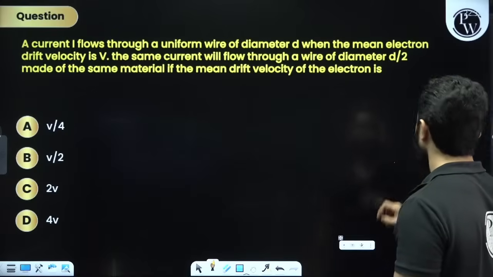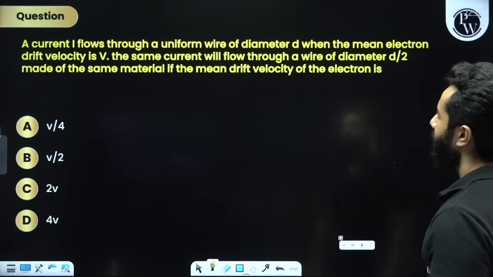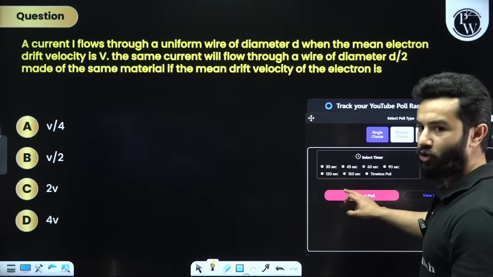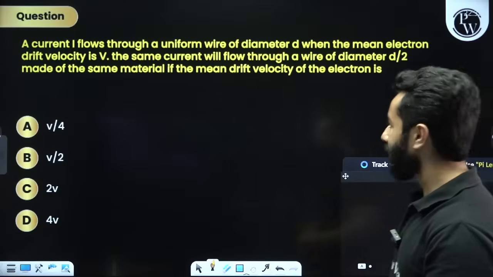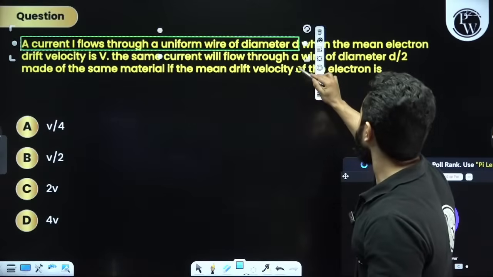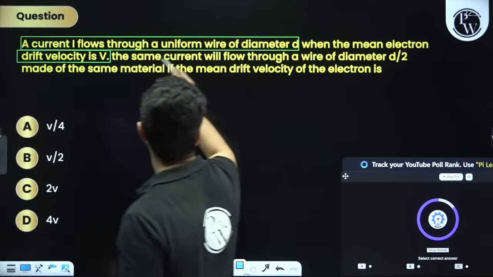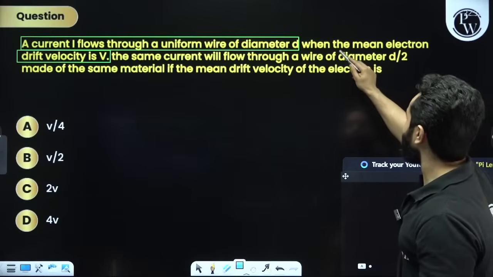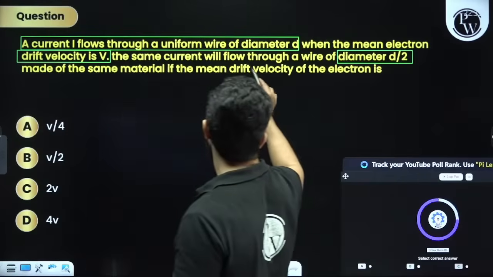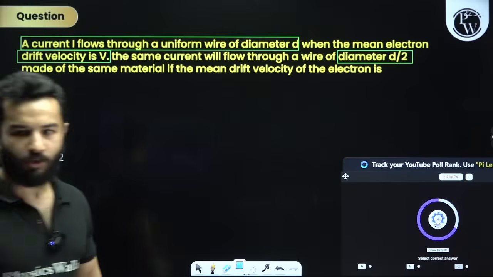Okay, let me give you one more problem. Now they are saying if the same current flows, let's solve this. Quickly, solve this question. Don't make any mistake. Now they are saying a current I flows through a uniform wire of diameter D when the mean electron drift velocity is V. The same current will flow through a wire of diameter D by 2 made up of the same material if the mean drift velocity of the electron is. You have to find out the mean drift velocity for the second one.